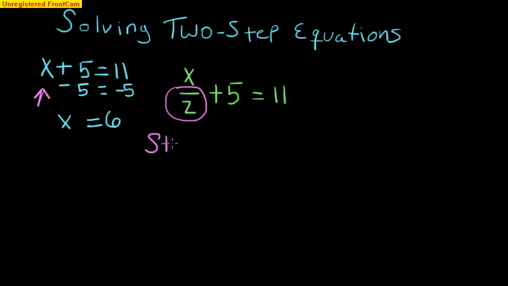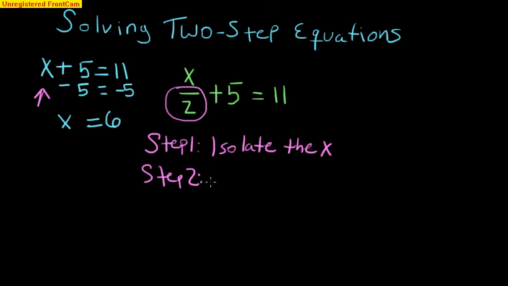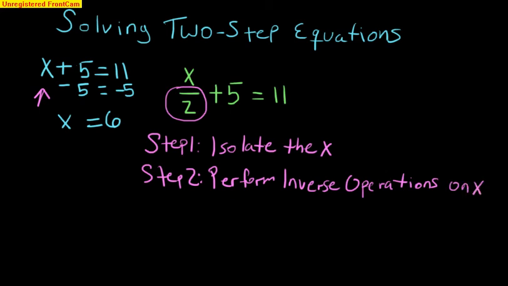So step 1 is to isolate the x. Step 2 is to perform inverse operations on x. And by on x, let me show you what I mean.